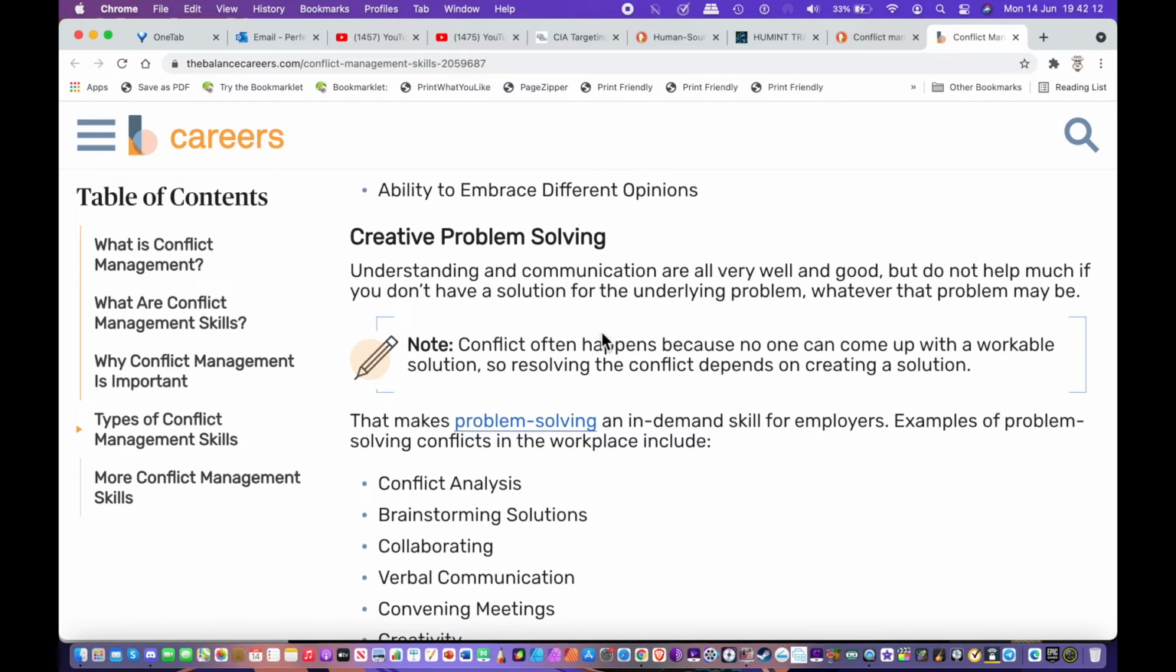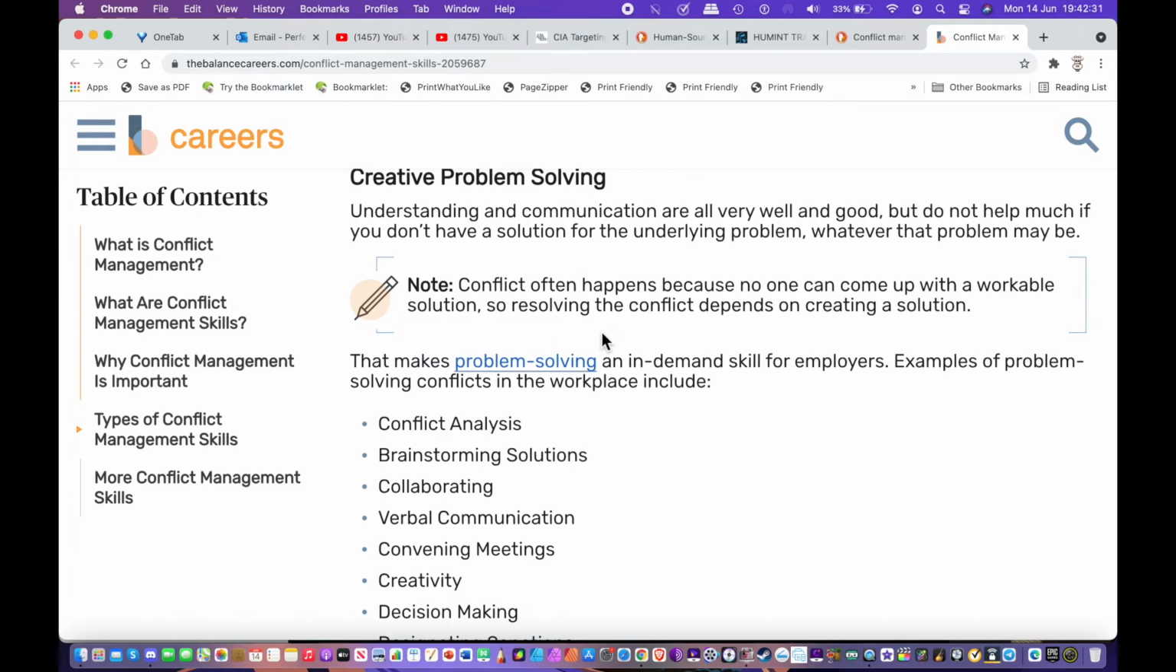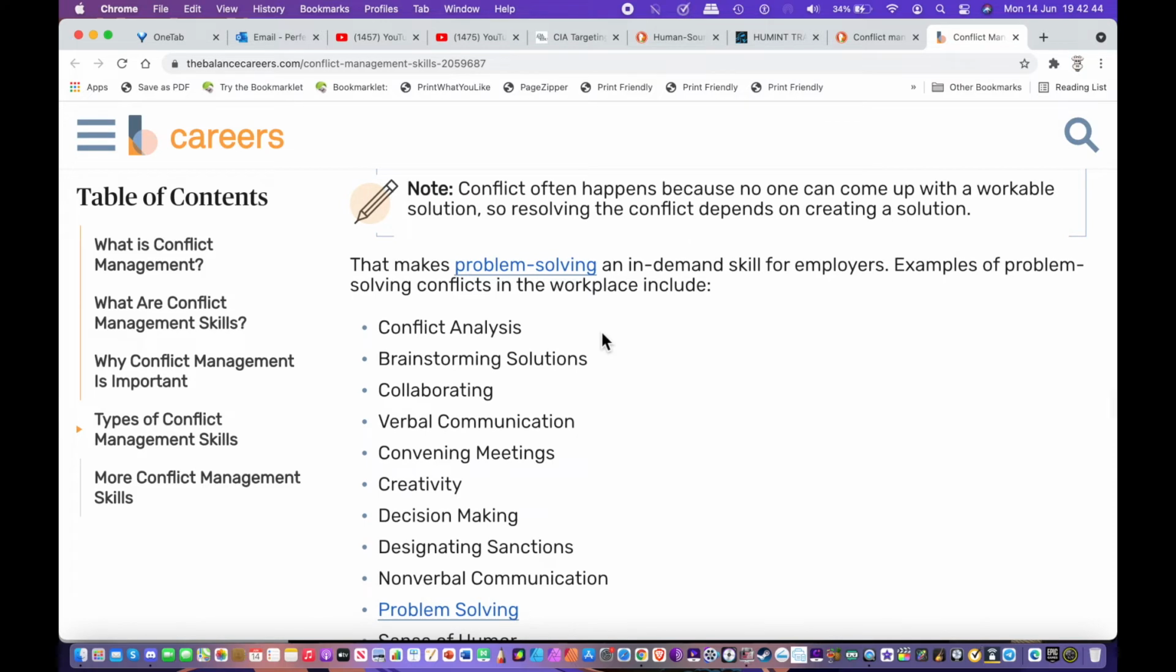Creative problem solving, understanding and communication are all very well and good, but do not help much if you don't have a solution for the underlying problem, whatever that problem may be. Conflict often happens because no one can come up with a workable solution, so resolving the conflict depends on creating a solution. That makes problem solving an in-demand skill for employees.